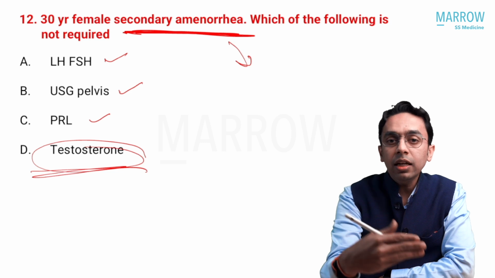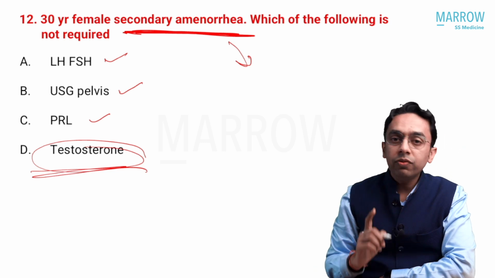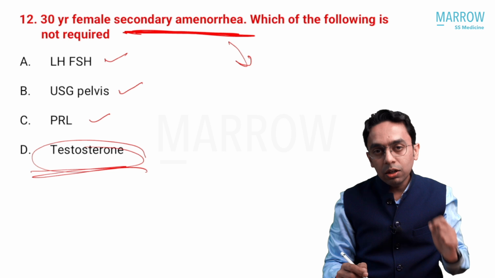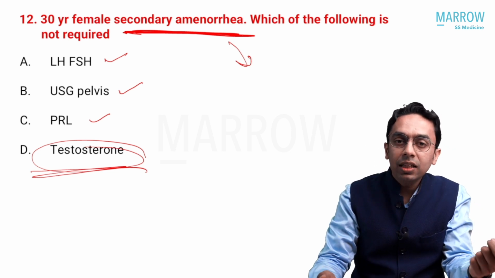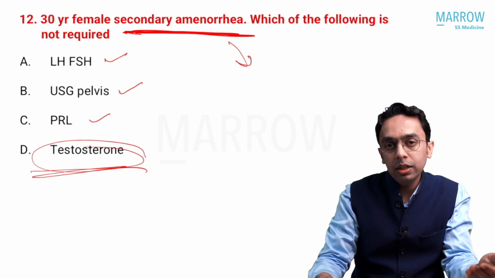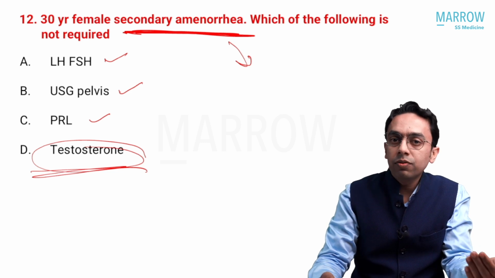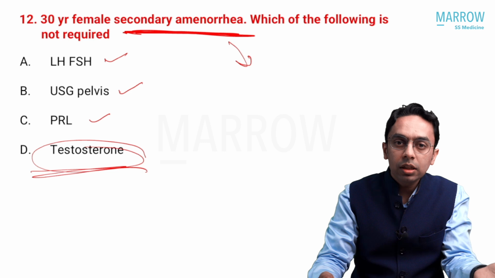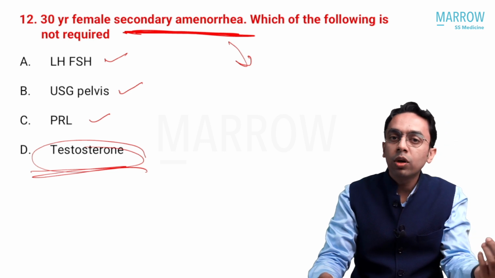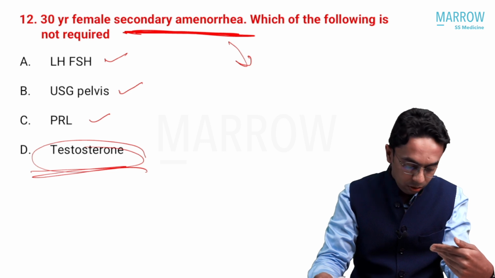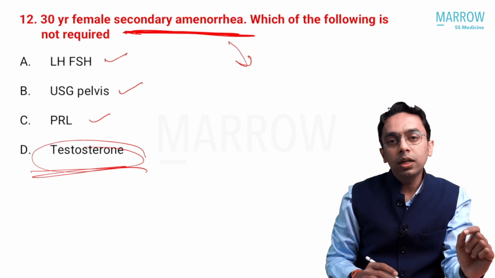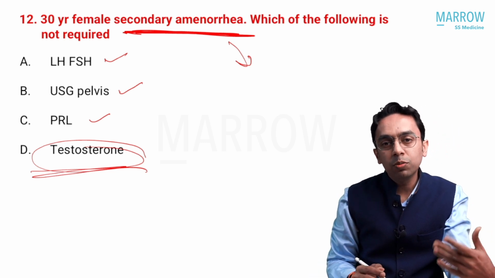So in secondary amenorrhea, what is the first test you want to get? The first test would be a pregnancy test. You need a beta HCG, either a UPT, urinary pregnancy test, or a beta HCG from the blood. That is the first test we should get in any patient who has secondary amenorrhea. Following that only you do all these other things.